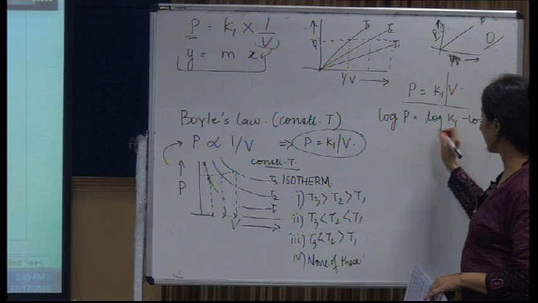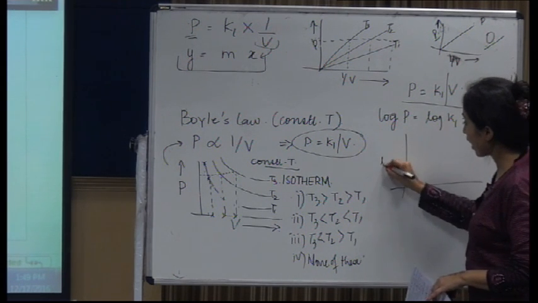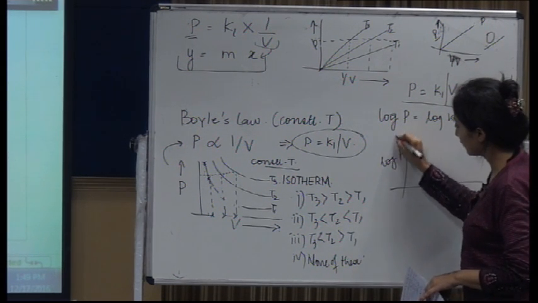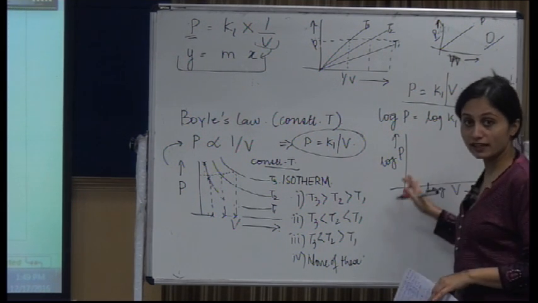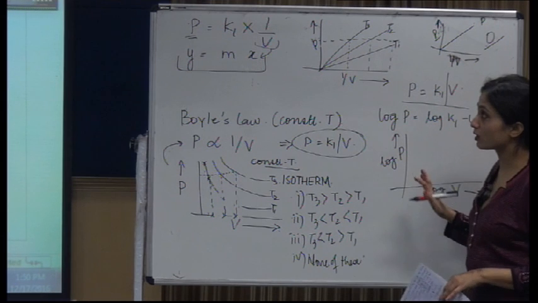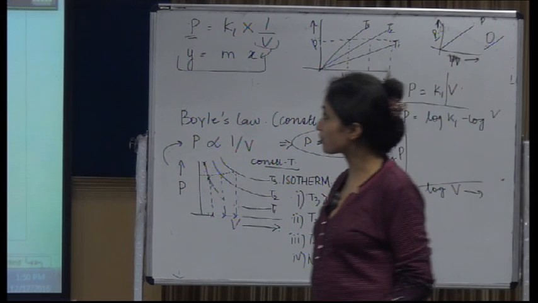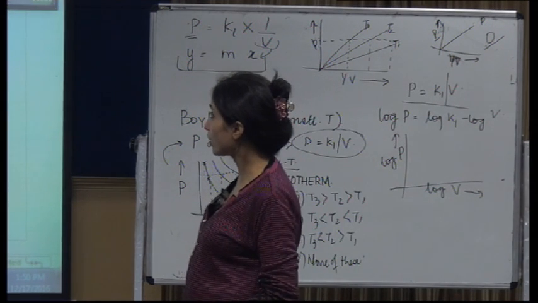Alright, now you make the graph between log P versus log V quickly. All of you make the graph between log P and log V. Why is the PV graph not a straight line, for constant T?